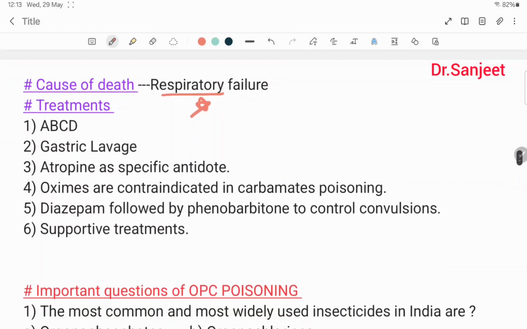Then treatment: ABCD, gastric lavage, atropine as a specific antidote. Oximes are contraindicated in carbamate poisoning. Diazepam followed by phenobarbital to control convulsion, supportive treatment.